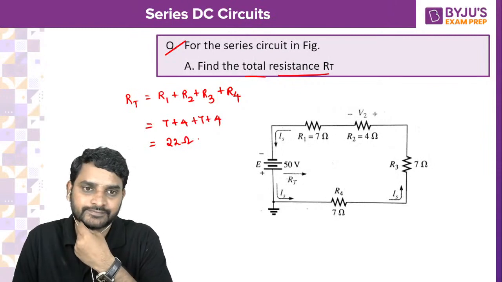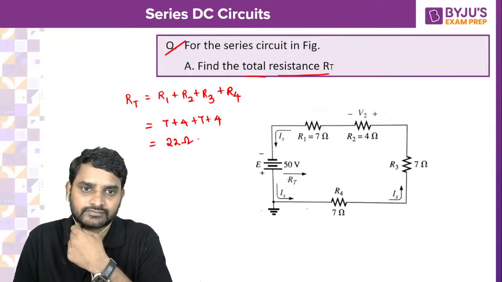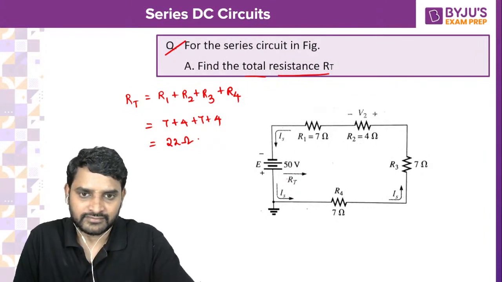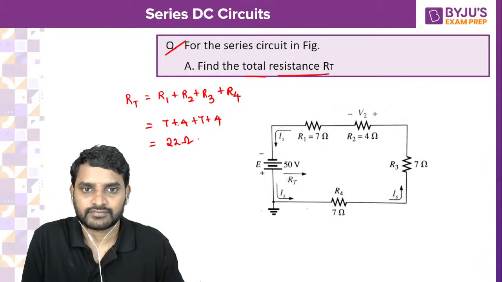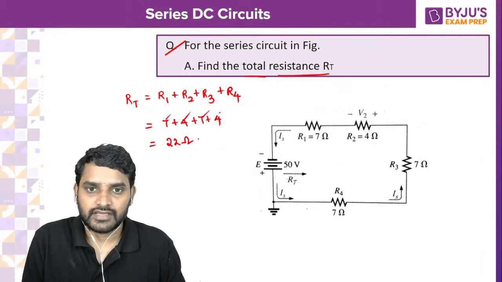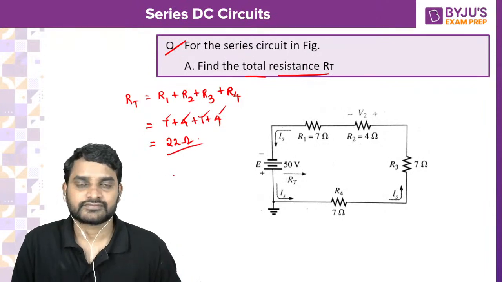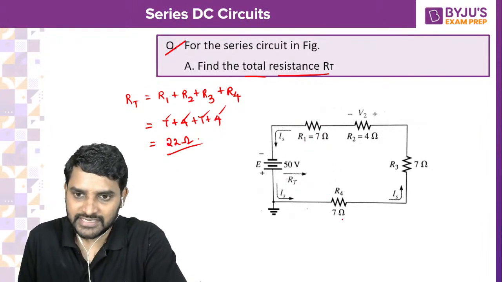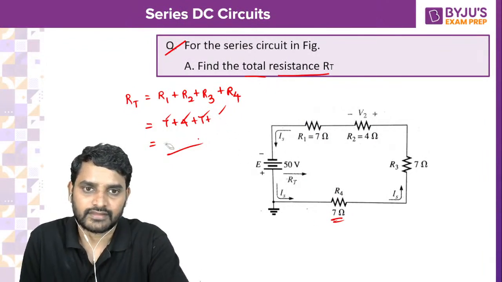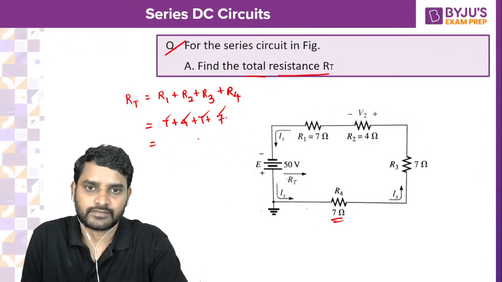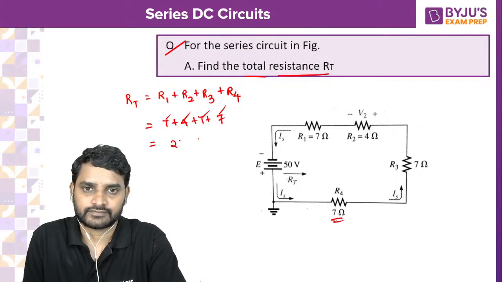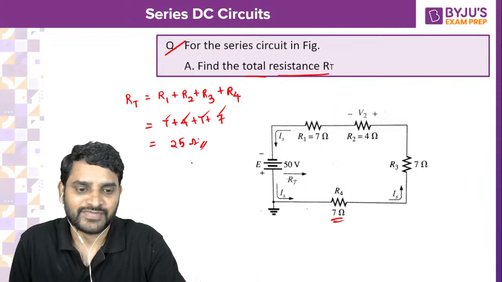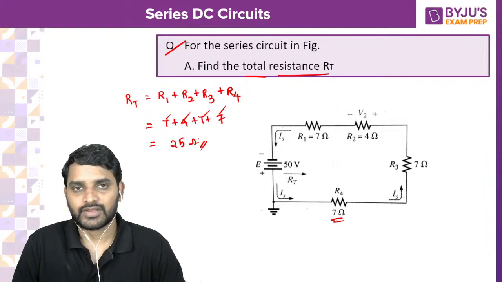14 plus 8. It is 22 only, no? Did I miss any term? 7, 4, 11. 11 plus 11, 22 only, no? Did I miss any term? 7 plus 4 plus 7 plus... Okay, this is 7, I'm so sorry. Thank you. So it is 25 ohms. Okay. Right.